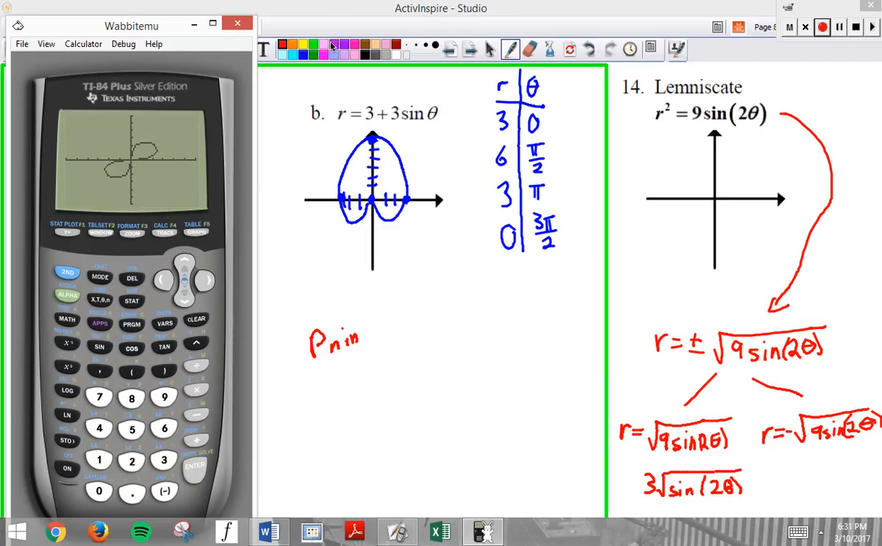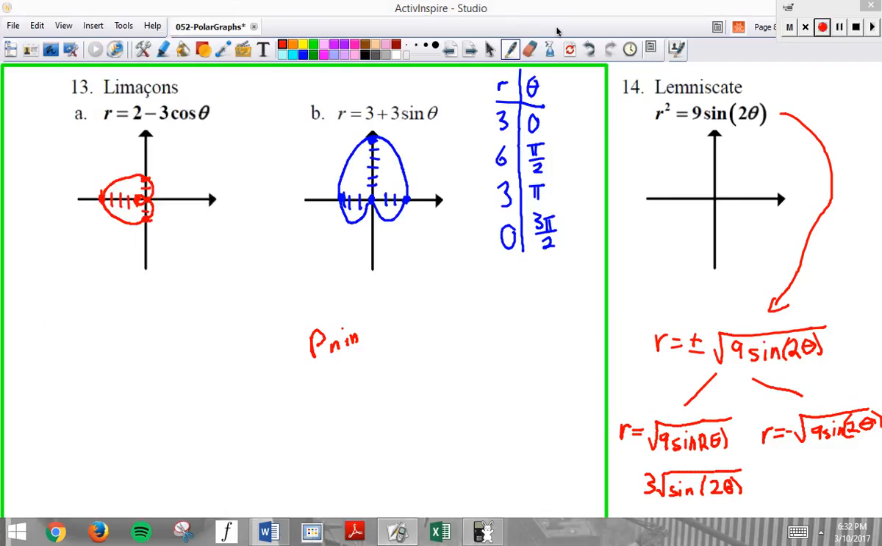Oh, I never finished the story about the lemniscate. A lemniscate is a figure eight shape. So it's actually going to be a radius of 3 when my angle is, anybody? Oh wait, sorry, figure eight. A lemniscate is a figure eight. An infinity sign. Beautiful.